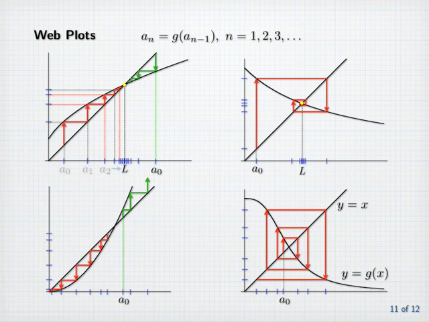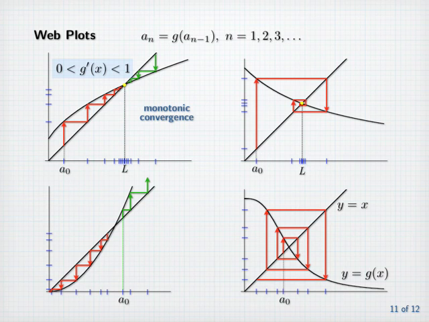These four plots illustrate typical behavior of such sequences near a fixed point. In the first picture, g' of x is between 0 and 1 for x near the fixed point. As a result, the sequence converges monotonically to the fixed point, provided that A0 is sufficiently close. In the second picture, g' is between -1 and 0. Consequently, the sequence converges to the fixed point if A0 is sufficiently close, but the sequence is not monotonic.